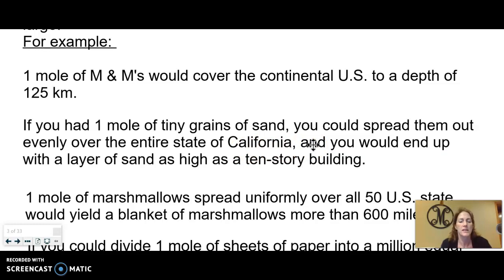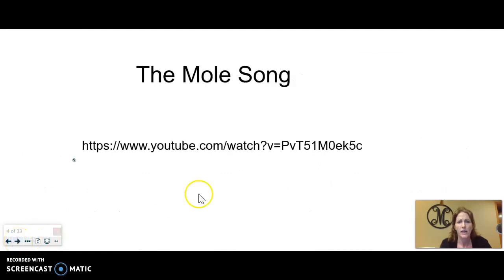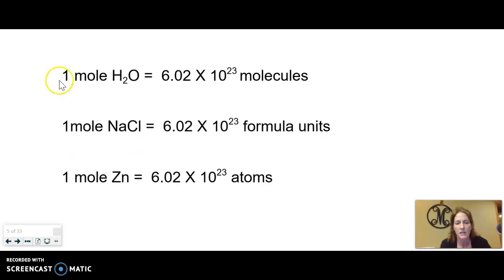So when it comes to things in our everyday lives that you can see, a mole is not a useful concept because it's just too many. It's too large. Here's a few more examples for you that you can read through if you'd like. There's the mole song. If you'd like to go to YouTube, you can plug this in and watch the mole song. It's a little dated. It was made in '88, I think.